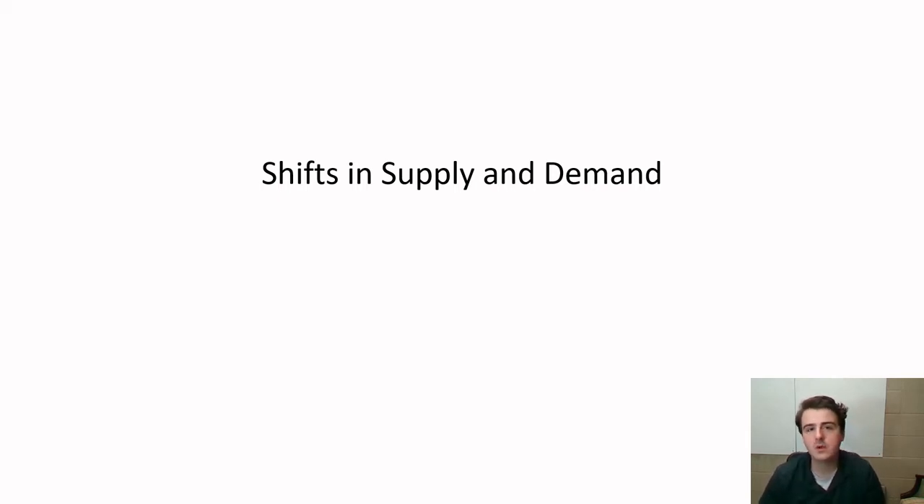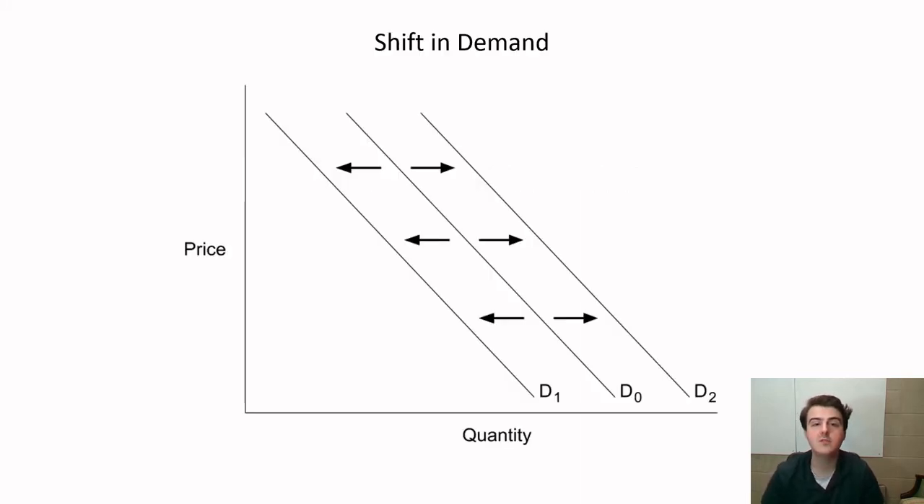So today we're going to talk about shifts in supply and demand, what this looks like, and ultimately how this affects our equilibrium price and equilibrium quantity. But I don't want to get ahead of myself too much yet. First, let's start with demand, and let's start with what a shift in demand looks like. So you can see here, we've got two examples.